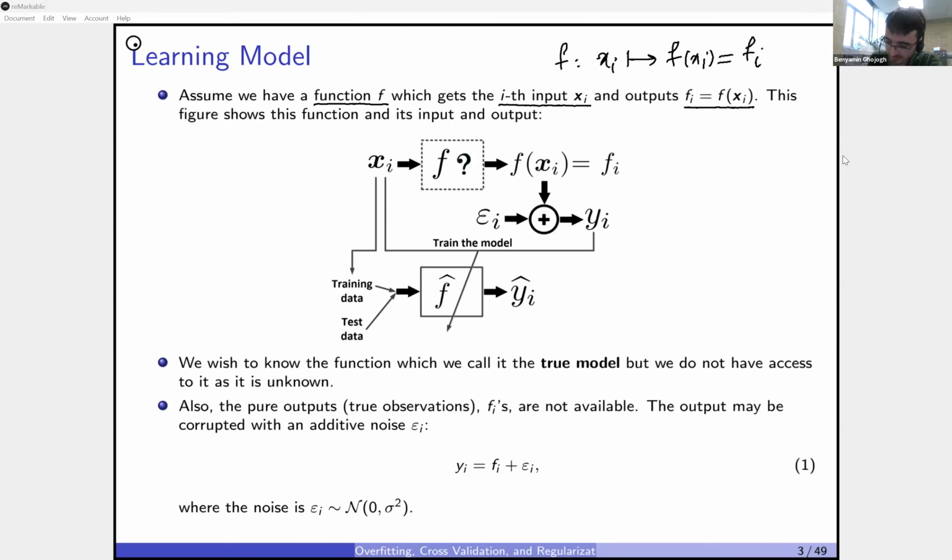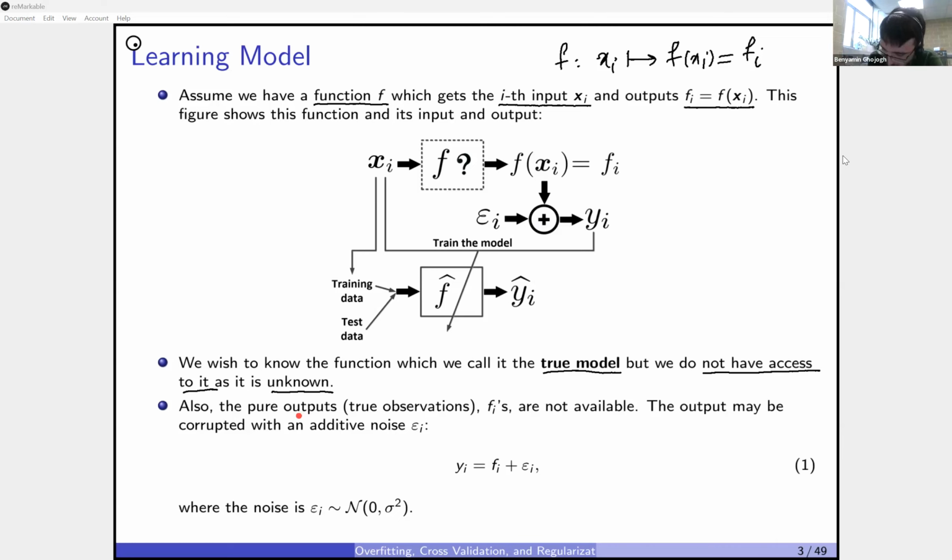However, this is an ideal model, but we don't have it. So we try to estimate it by f hat. So we wish to know the function, which we call the true model. We don't have access to it. Why? Because it is unknown. And this machine learning model, which is a true model, can do various tasks such as regression, classification, or anything. But we don't have it. We try to estimate that.